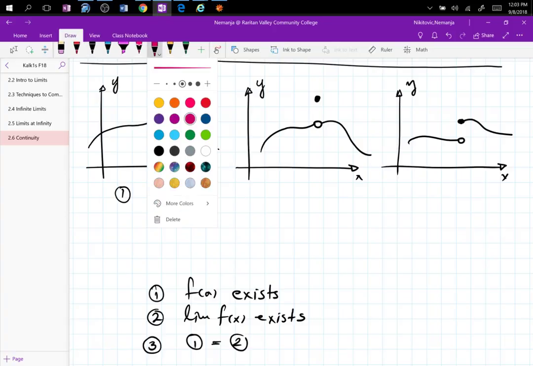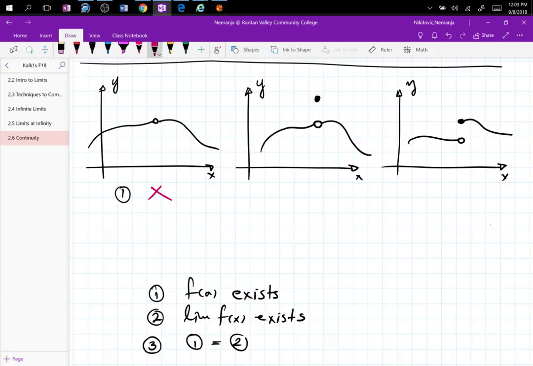I'll put a red x there. Rule one fails because this is your value a, and when you try to plug that into a function, it's just going to shoot through this hole and never bounce into the y axis, so there's no value. So rule number one fails. How about the second picture?